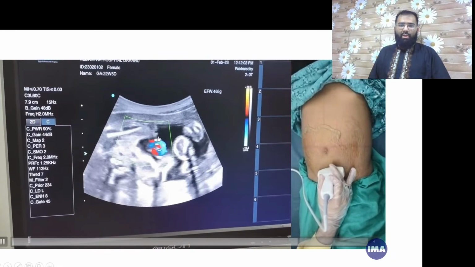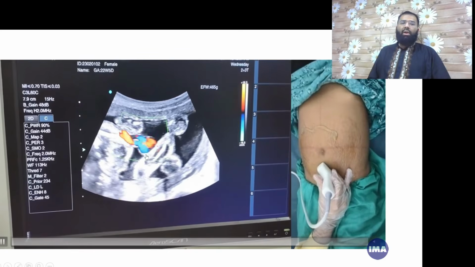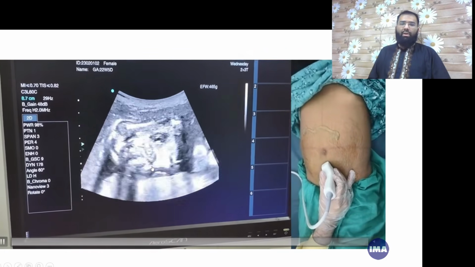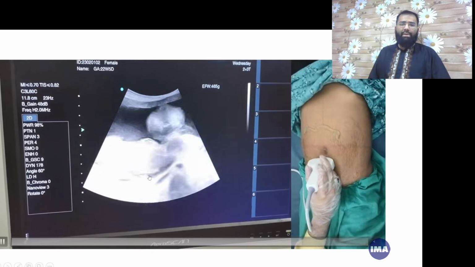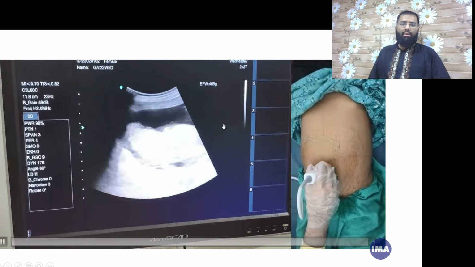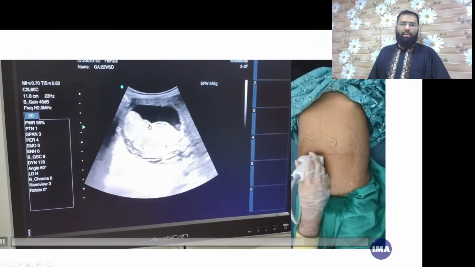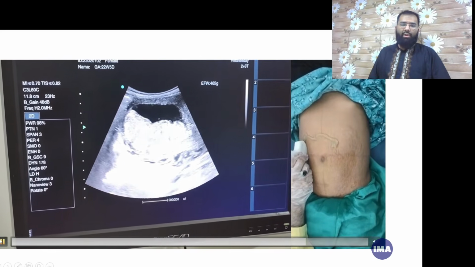Now this is the umbilical cord. I've kept Doppler within it, and you can see this pulsating umbilical artery. So we have got a single umbilical vein and an umbilical artery. Now this is the placenta, and now I'm demonstrating how to take the amniotic fluid.